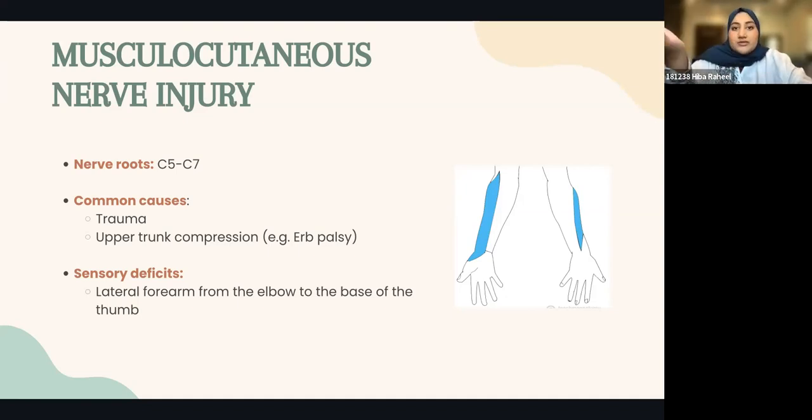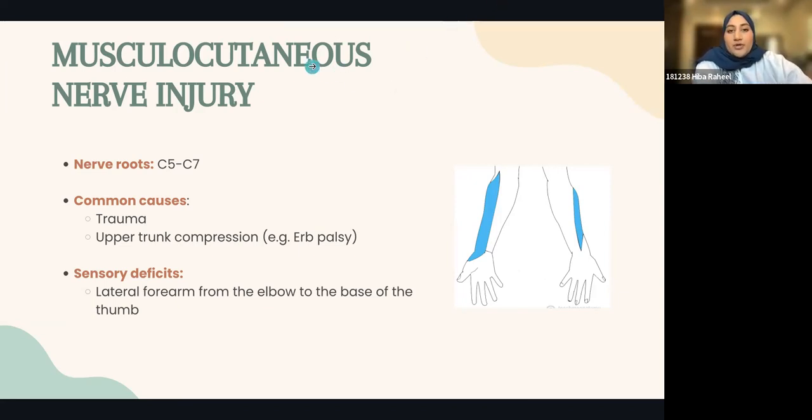Now, what are the ways you can damage the musculocutaneous nerve? You can actually damage it in trauma. So anytime someone gets, for example, cut here, or they get hit here, musculocutaneous nerve is something that you can damage very easily. Another way that you can damage it is through upper trunk compression, which is also called Erb's palsy.